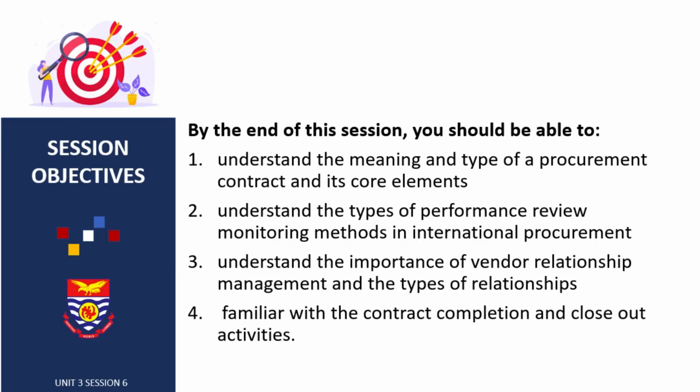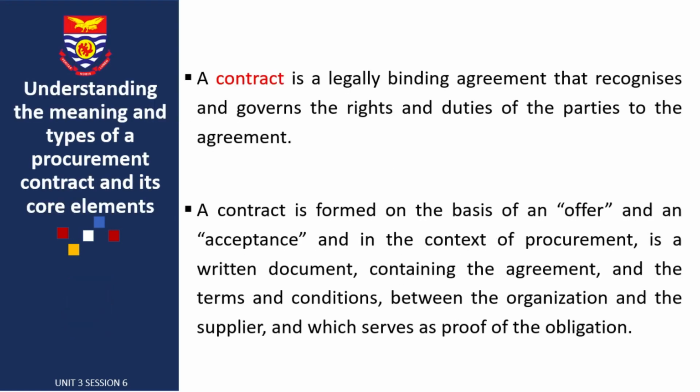By the end of this section, you should be able to understand the meaning and type of procurement contract and its core elements. Again, you should be able to understand the types of performance review monitoring methods in international procurement, and understand the importance of vendor relationship management and the type of relationships. And finally, you must be familiar with the contract completion and closeout activities.